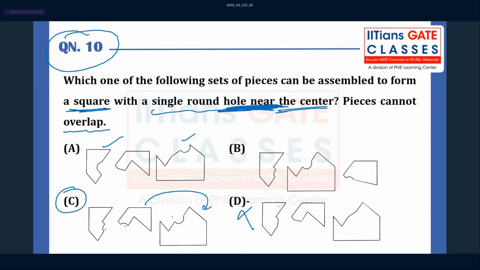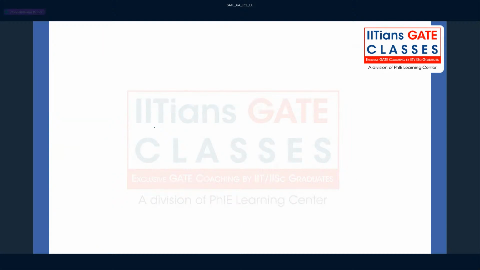So I believe this is fine. So option C will be correct. This question is like this: in the answer figure they have given some pieces, and in the question figure they have given a square with a certain condition, right? So the square is of this kind, you can say.